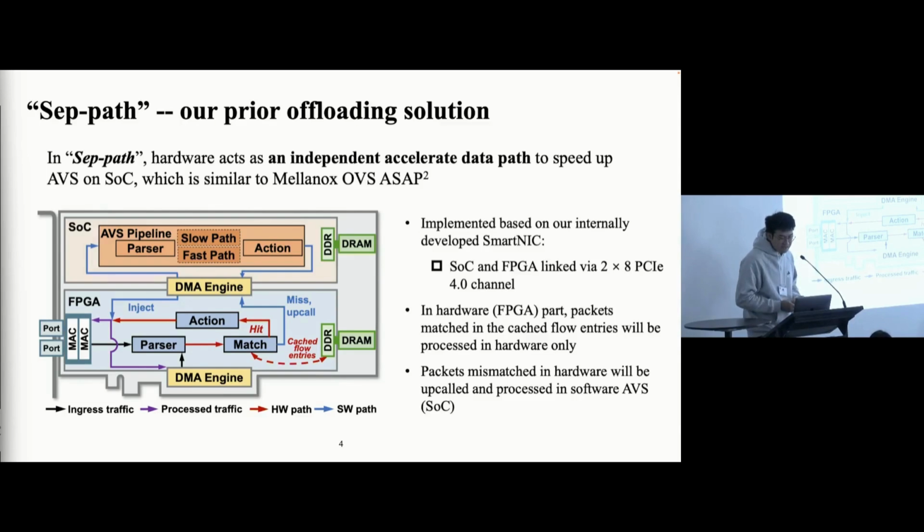Why do I call it an independent data path? Because you can see that we implemented the parser, matching and action all in the FPGA unit, and that means the packet can be forwarded on the hardware path without software participation. But the hardware path can only act as a flow cache to speed up only the connected flows, while the packets of new flows will miss in the hardware matching and be upcalled to the software. So once the software issues the flow entries to the hardware path, the subsequent packets can pass the hardware path.